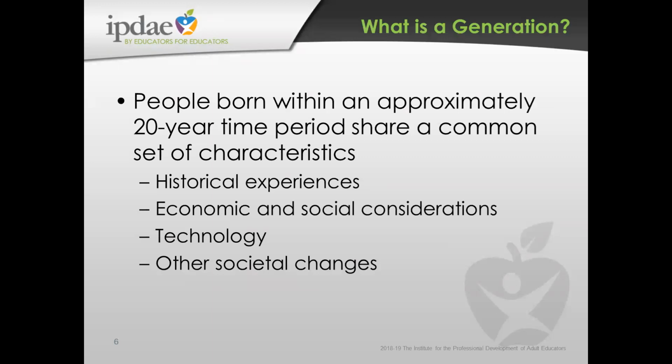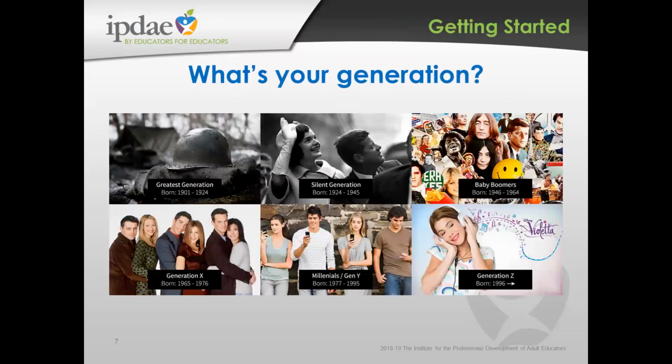But what is a generation? It's approximately a 15 to 20 year time span, and those folks do share common characteristics. Their historical experiences, sometimes economic and social, technology, and some big society changes. Having said that, though, there's times that maybe my generation is on the cusp of one to another. So I may have some characteristics that are more like a generation older or younger than me. Or maybe I don't fit everything. That's fine, because the bottom line is when we're looking at teaching the different generations, those generations continue to be more alike than different.